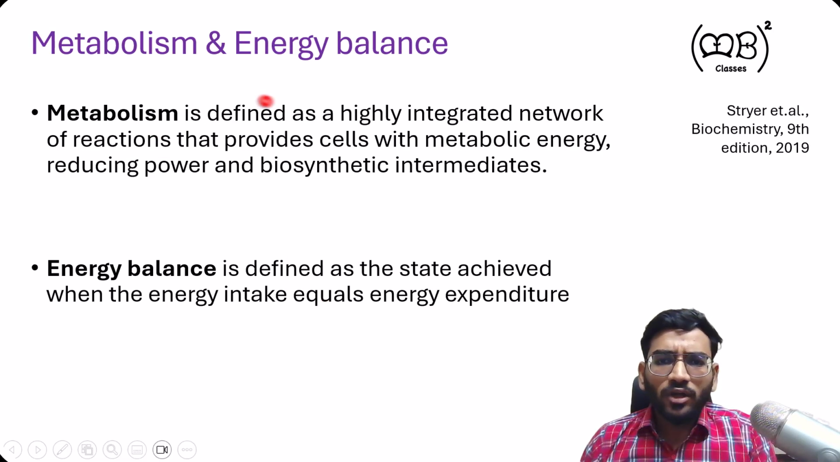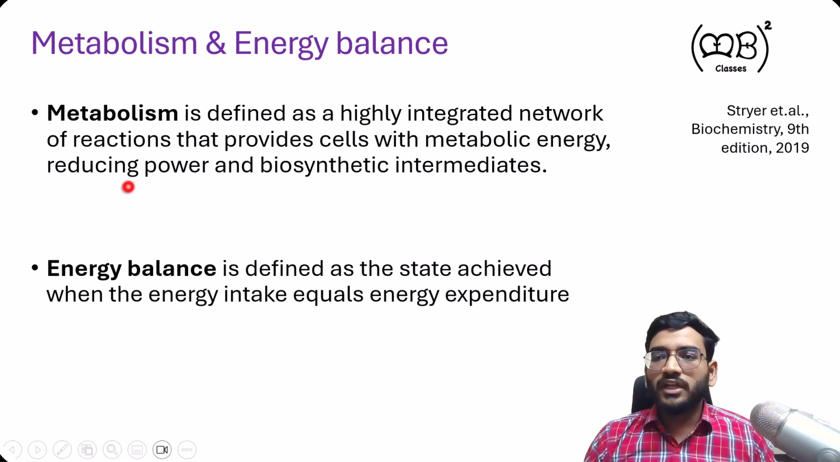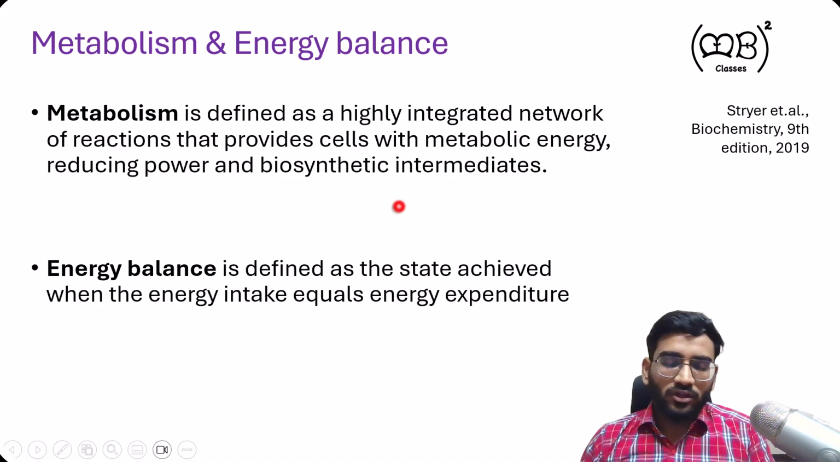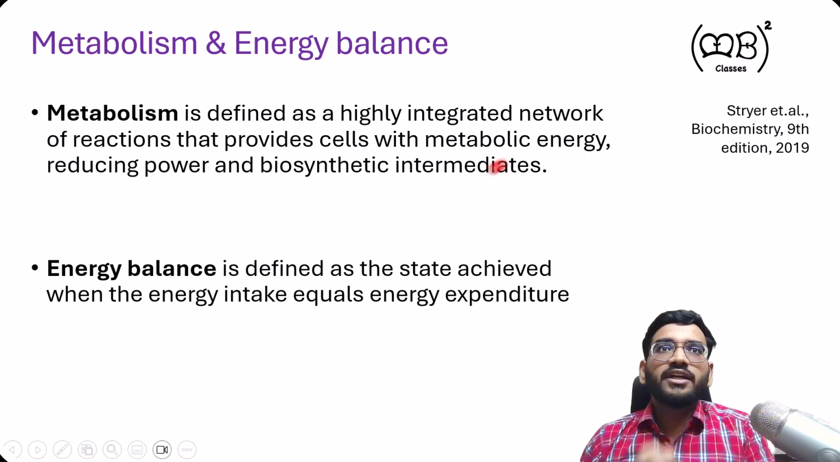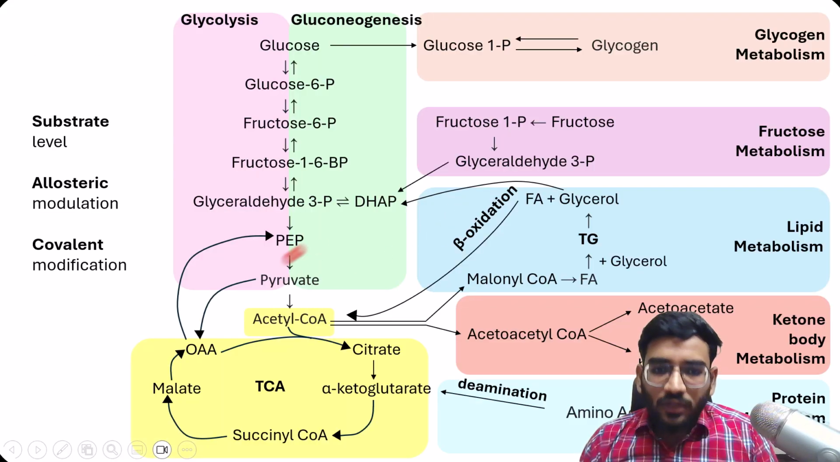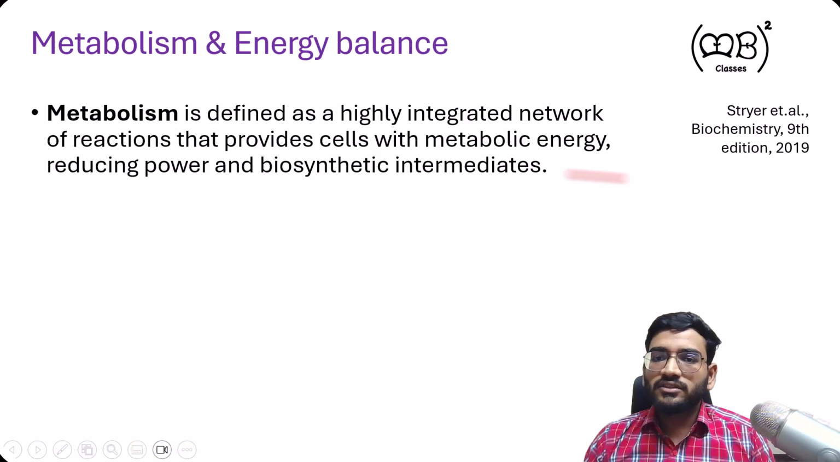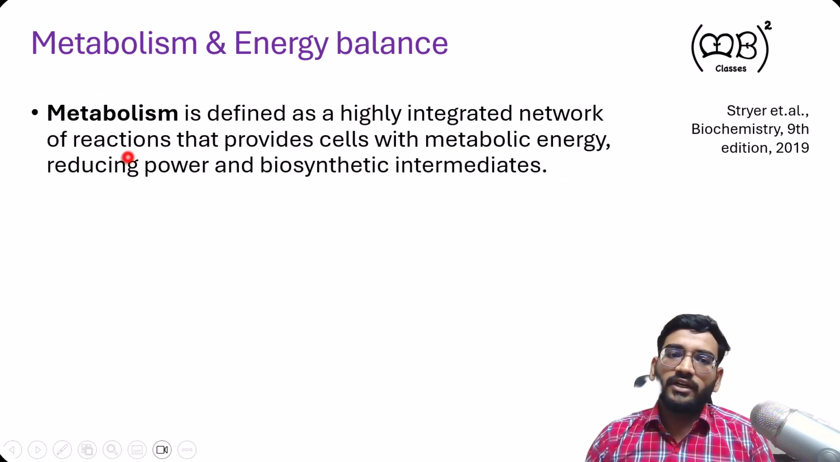In metabolism, it is the highly integrated network of reactions that provide cells with metabolic energy, which is the ATP or the creatine phosphate. Reducing power, which is the NADH or the FADH2 molecules, which will go into the electron transport chain and produce the energy, which is the ATP or the GTP or the creatine phosphate. And biosynthetic intermediates are the intermediates which are required. For example, acetyl coenzyme A is required to form the ketone bodies or required for triglyceride synthesis. So these biosynthetic intermediates are also found as a part of the integrated network of reactions.